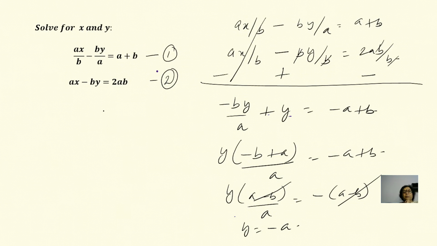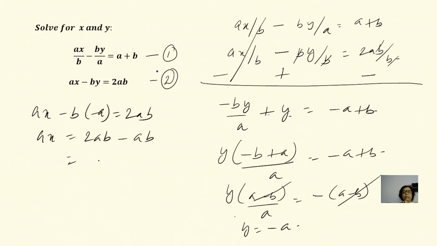Now I'll put this value of y as minus a in any one of these equations. If I choose the second one, ax minus b into minus a is equal to 2ab. So I get here ax is equal to 2ab, and this is plus, and when it transfers to the right hand side it becomes minus. So ax is ab, that means x is equal to b. The solution is x is b, y is equal to minus a.